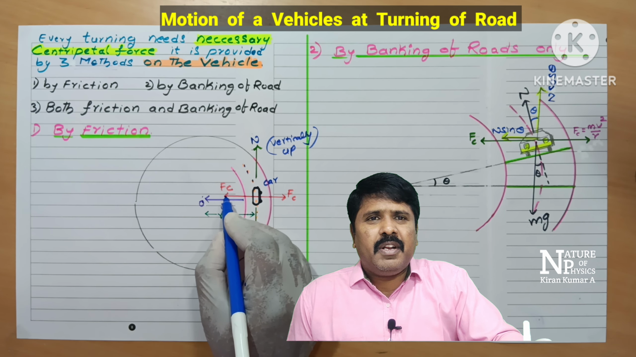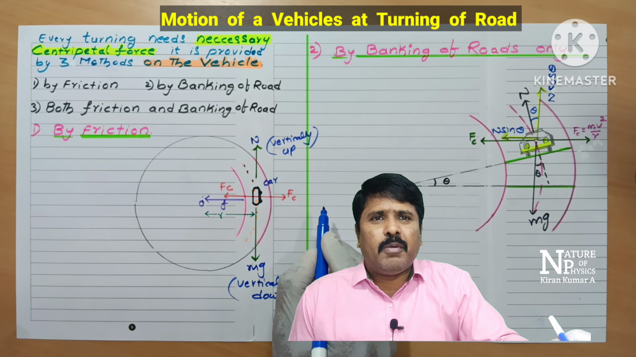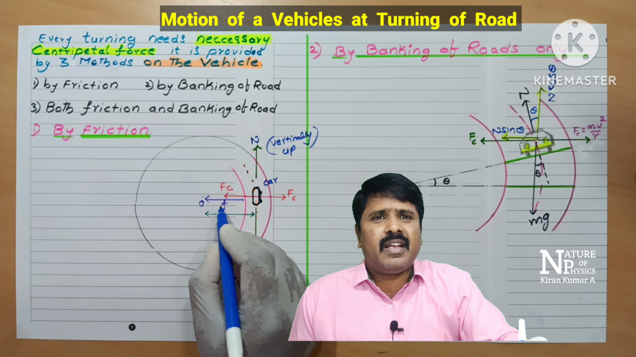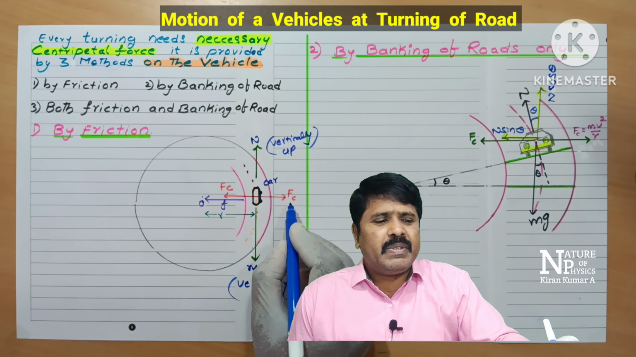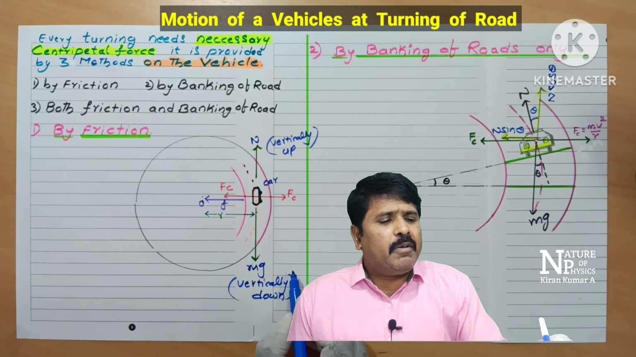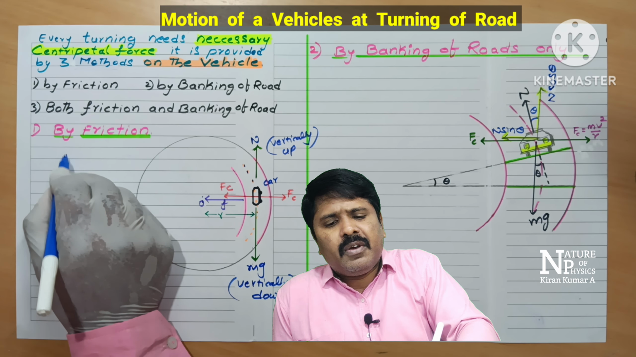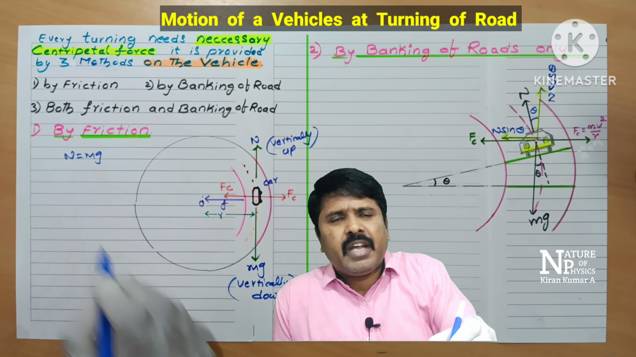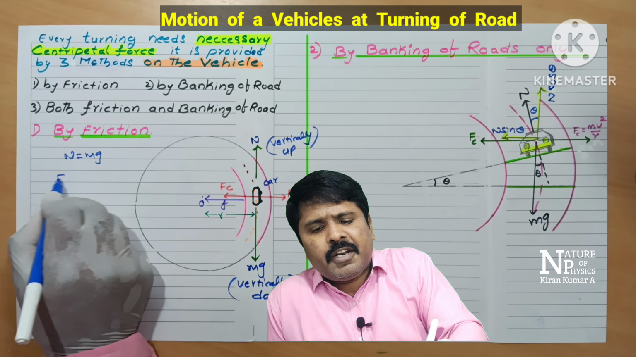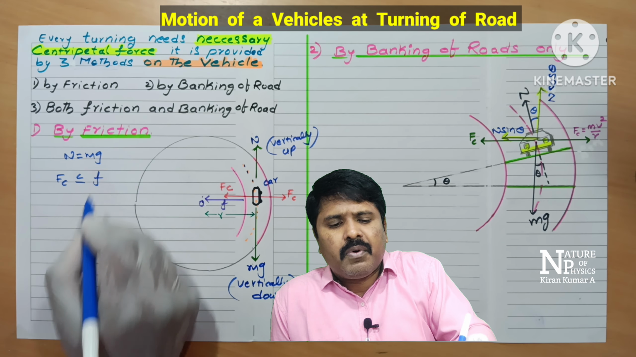Whenever centripetal force is there, centrifugal force is there too; both are equal in magnitude and opposite in direction. Centripetal force is the force acting toward the center of the circle. Centrifugal force is the force acting away from the center of the circle on the vehicle. So the balancing conditions I am going to write here: N is equal to mg, both equal in magnitude and opposite in direction, no need to discuss further. And the centripetal force Fc is less than or equal to the frictional force.